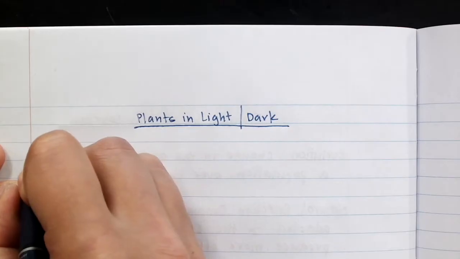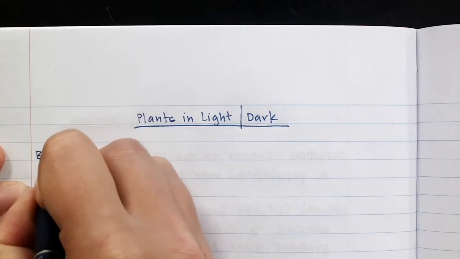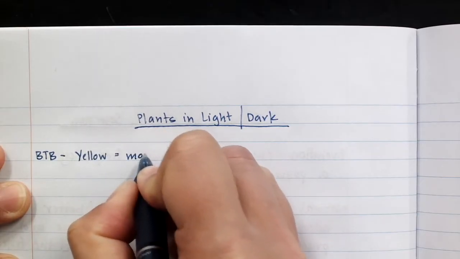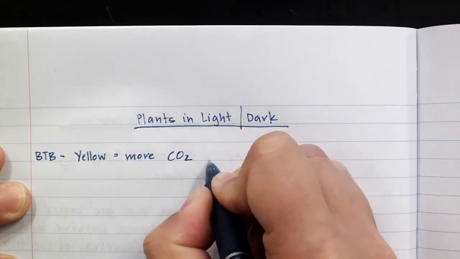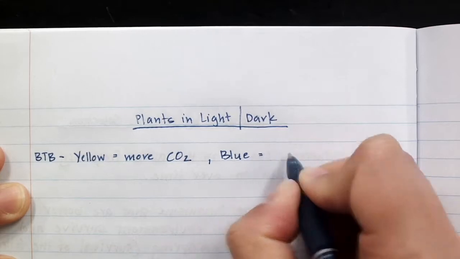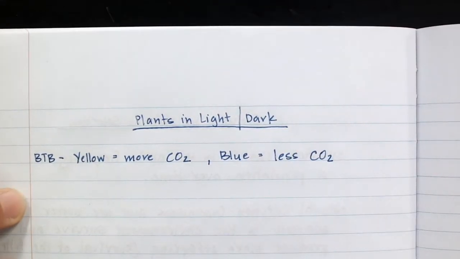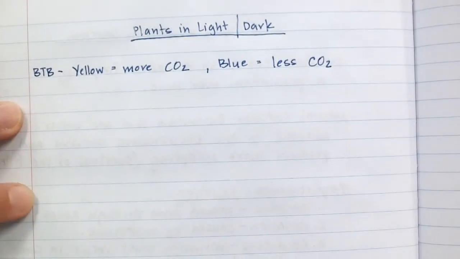Now, as a reminder, if BTB turns yellow, that means that there's more carbon dioxide in the atmosphere. And if the BTB turns blue, that means that there's less carbon dioxide in the atmosphere. So let's start by making some predictions.